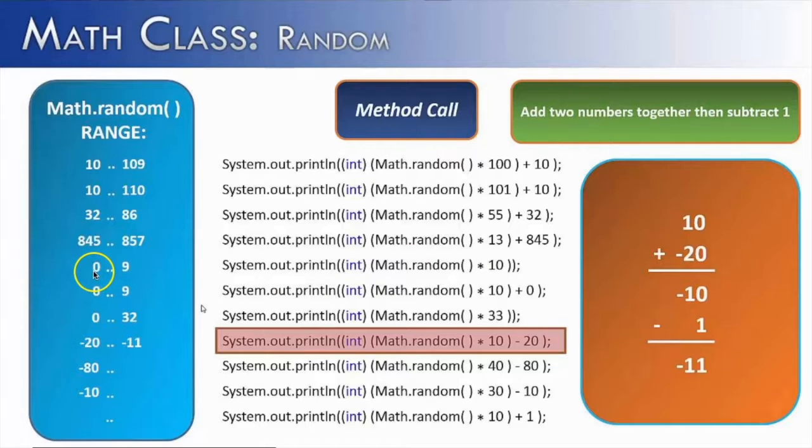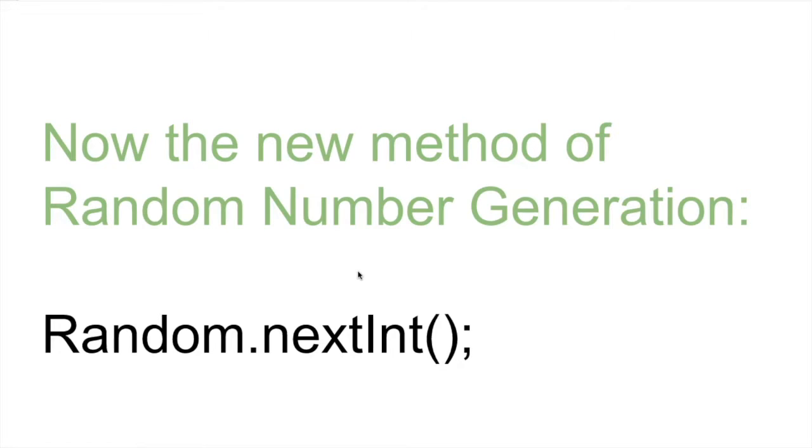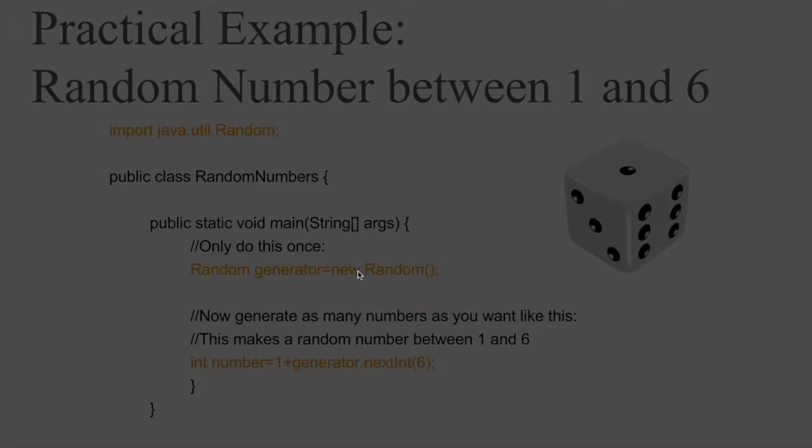Of course, 0 would appear much less frequently than the other numbers, because int rounds down. So therefore, don't worry about that. We don't use math.random as much now, and we use random.nextInt, which is the new method.